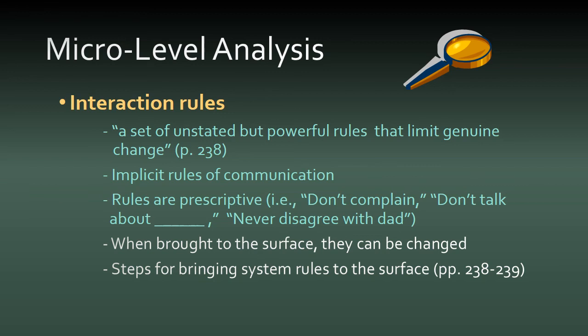For example, don't complain, don't talk about whatever it is, or never disagree with dad. The rules are prescriptive in that they tell members what they should do. And when they're brought to the surface, these rules can be changed. Some steps for bringing system rules to the surface are mentioned in the text.